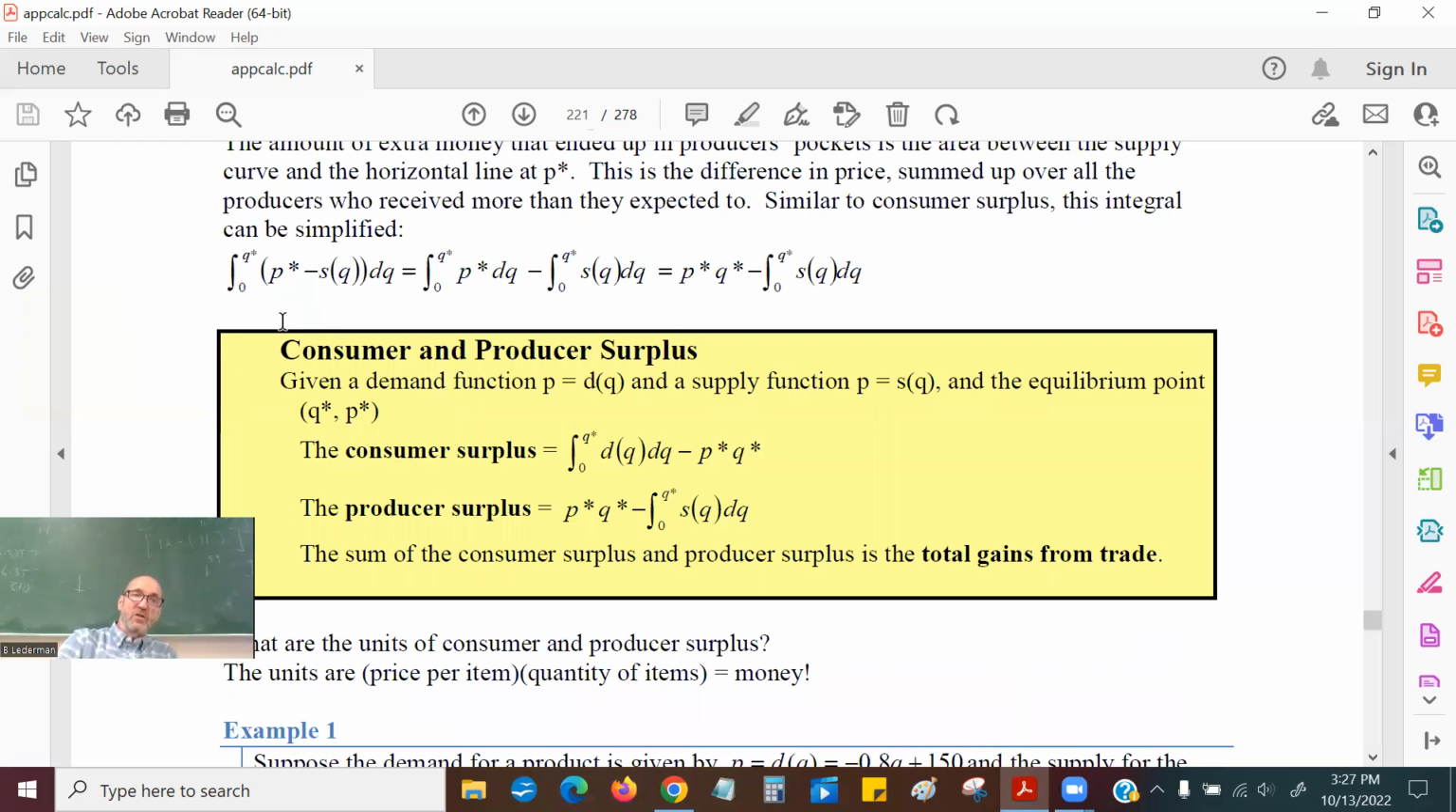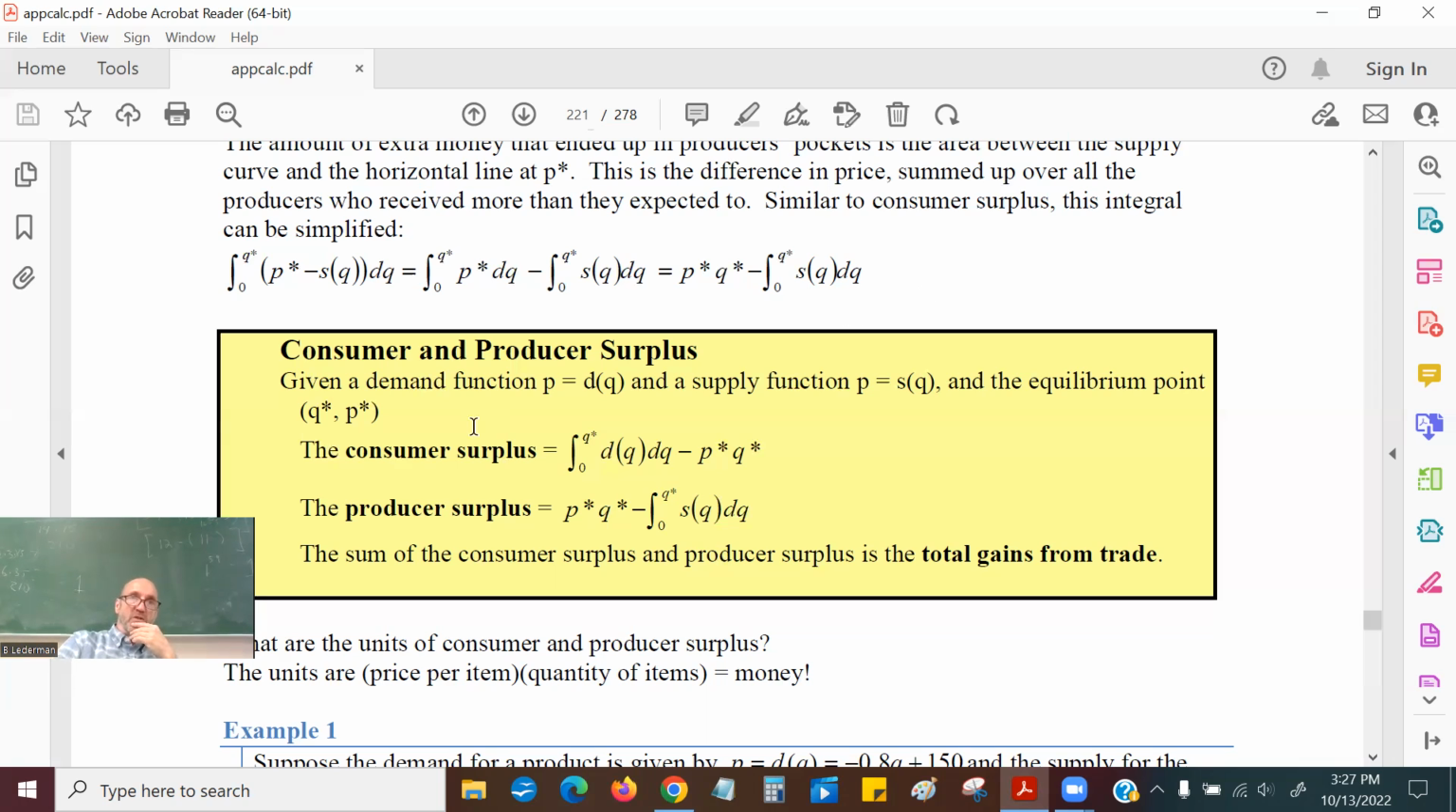Because the integral from 0 to q star of p star minus s of q dq, that's going to be the integral from 0 to q star of p star dq minus the integral from 0 to q star of s of q dq. So I'm breaking this up into two integrals. And that's p star q star minus the integral of s of q dq from 0 to q star, of course.